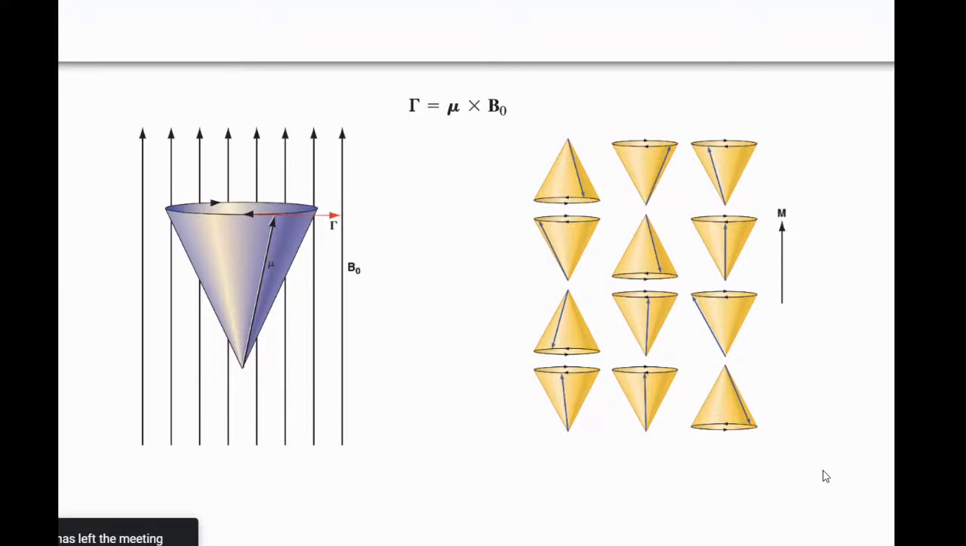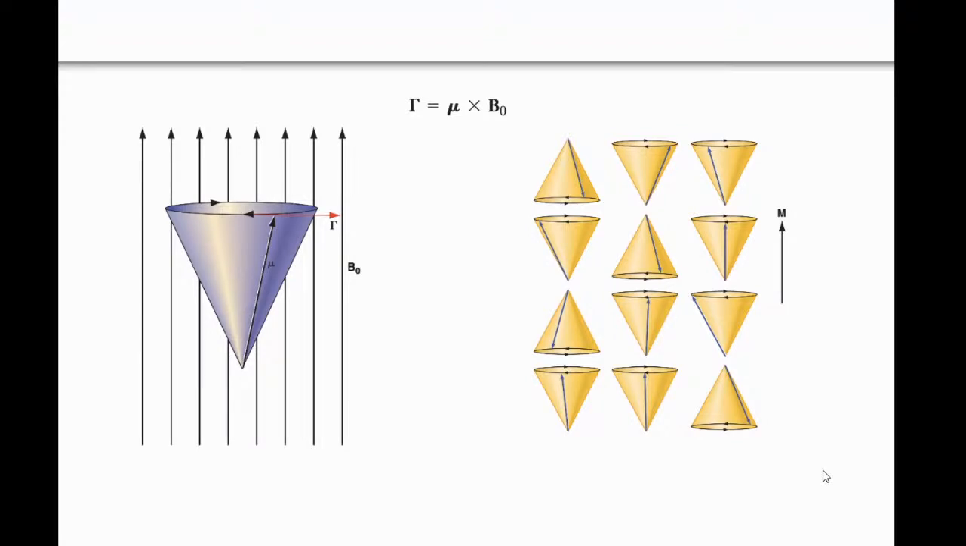This precession is what we see in the top, the bumper top that we see, you know? In place of mu, there will be the angular momentum, and in place of B, it will be gravity, okay? And that will make it precess. So you have the top going like that. The top is spinning around its own axis, but then it will start wobbling like that, okay? That is the precession. So our spin also is going to precess around the magnetic field.